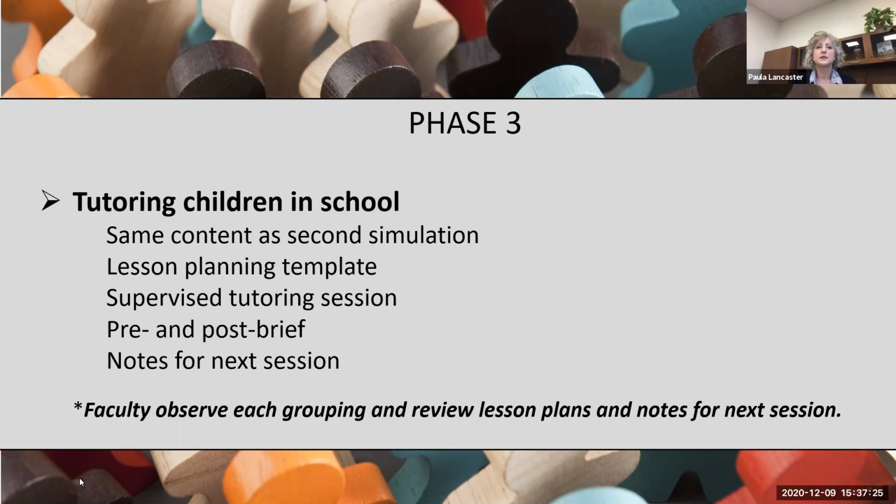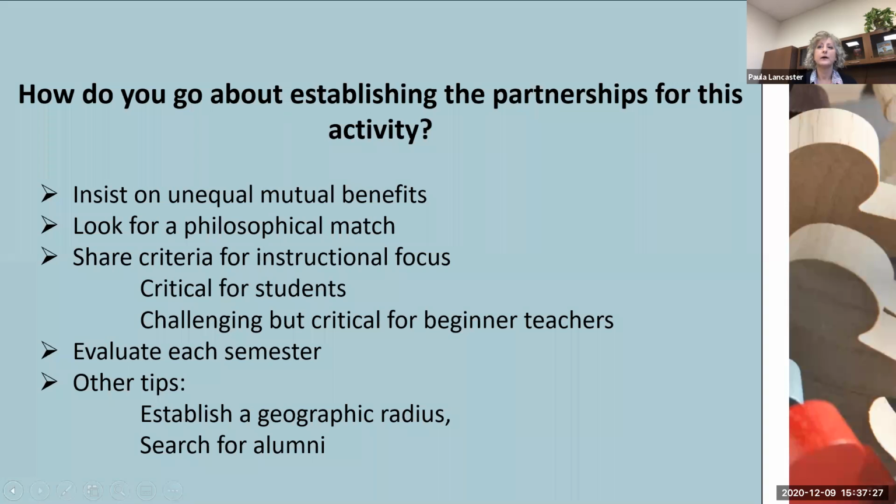And I do want to spend some time talking about how we establish the partnerships for this activity and what we consider as important, because we've had some misses. We've had some partnerships that didn't go as well as others. So we've arrived at I think some critical features for our partnerships. And the first one that's on this list is we really push on the notion of unequal mutual benefits.